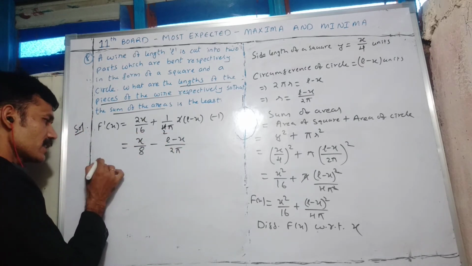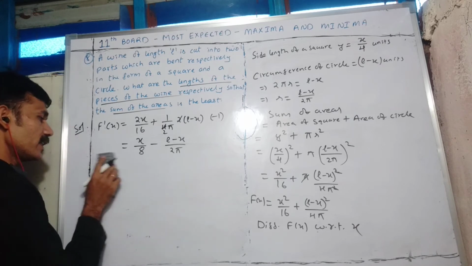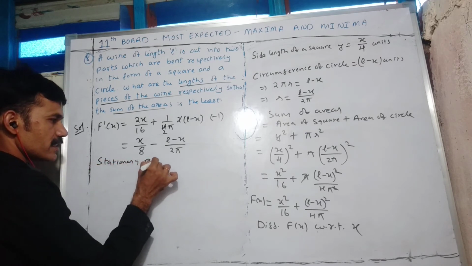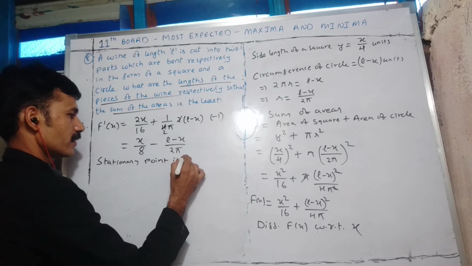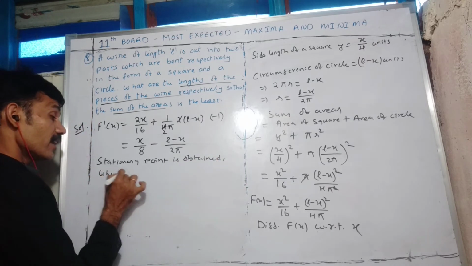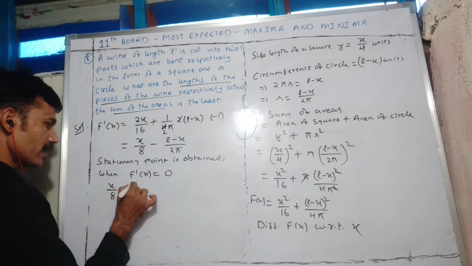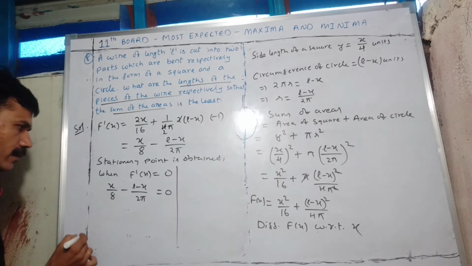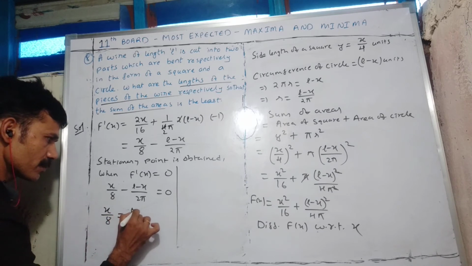See, to obtain the stationary point, stationary point is obtained, that means where it is maximum or minimum, when f'(x) is 0, that is x upon 8 minus (L minus x) upon 2π is 0. Okay, what we have to do? We have to transpose to that side. Minus, if you transpose it is plus.